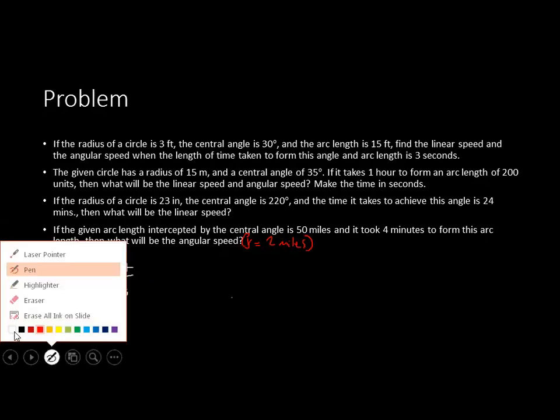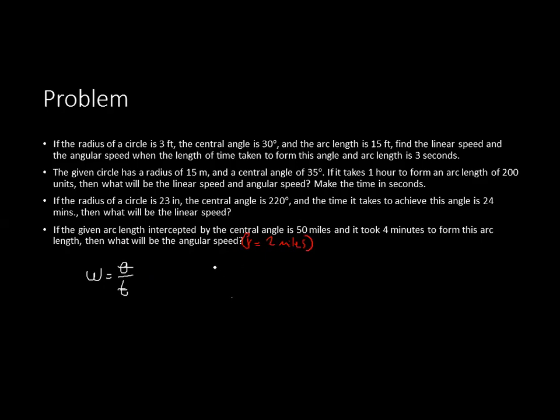Okay. So going back, you have the radius, the arc length, and the time. But how will you find the angular speed if you have no angle? So we would use this formula, not because we wanted to find the linear speed, but because we can use this formula to find our angular speed. Okay? So first let's find our linear speed.